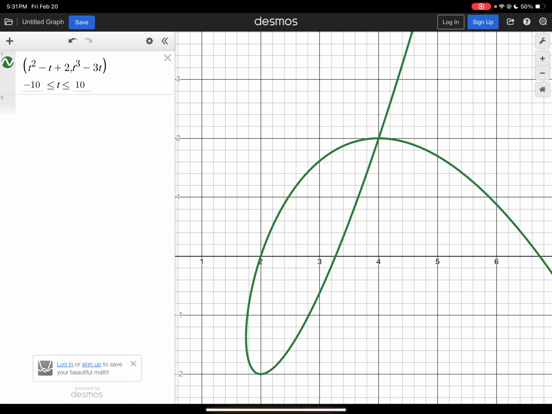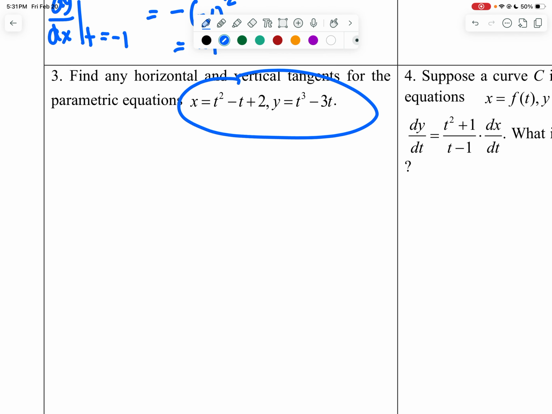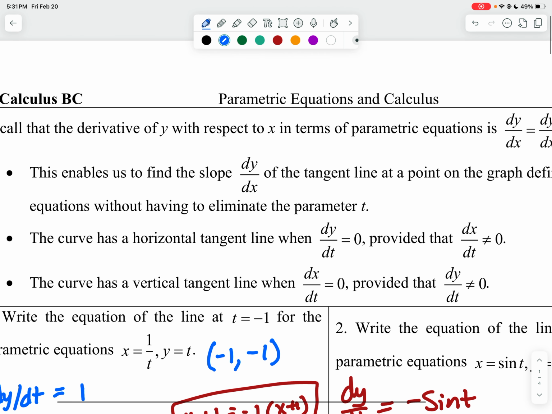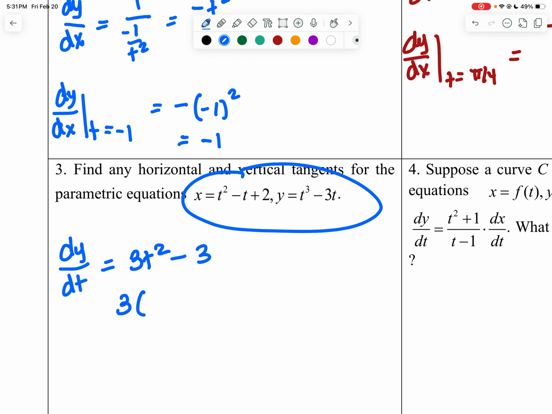All right, so to figure that out, we are going to figure out what dy/dt is. Now remember up in our notes that we have a horizontal tangent line whenever dy/dt is equal to 0. So we're going to do dy/dt, and that's going to be 3t squared minus 3, okay? And then I'm going to set this equal to 0, which means that t is equal to -1 and t is equal to 1.